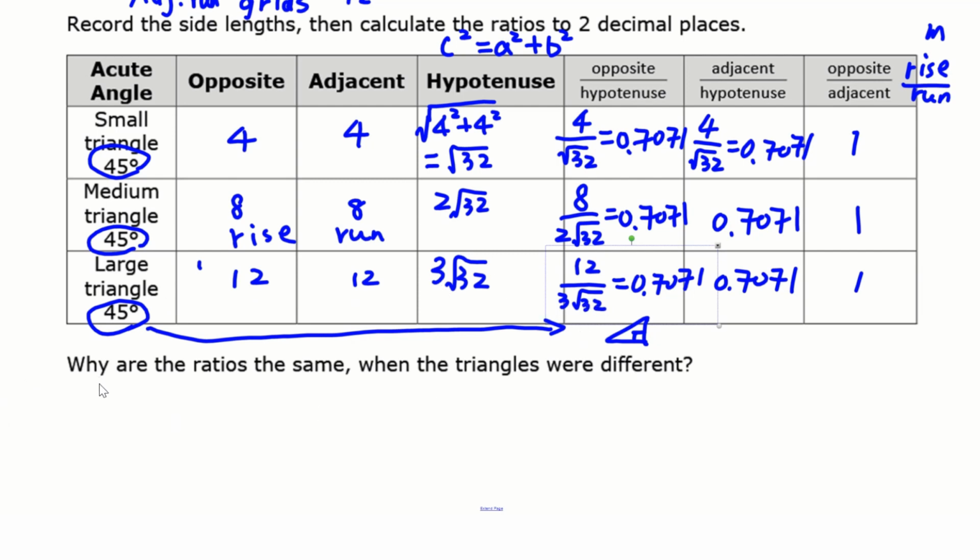So the next question asks you, why are the ratios the same when the triangles are different? So we have 3 different triangles: the smallest one, the medium, and the largest one. Why are the ratios the same? The reason for that is this is the same angle, so you have 2 corresponding angles equal. So all the triangles are similar. So when the triangles are similar, then the ratios will be the same.